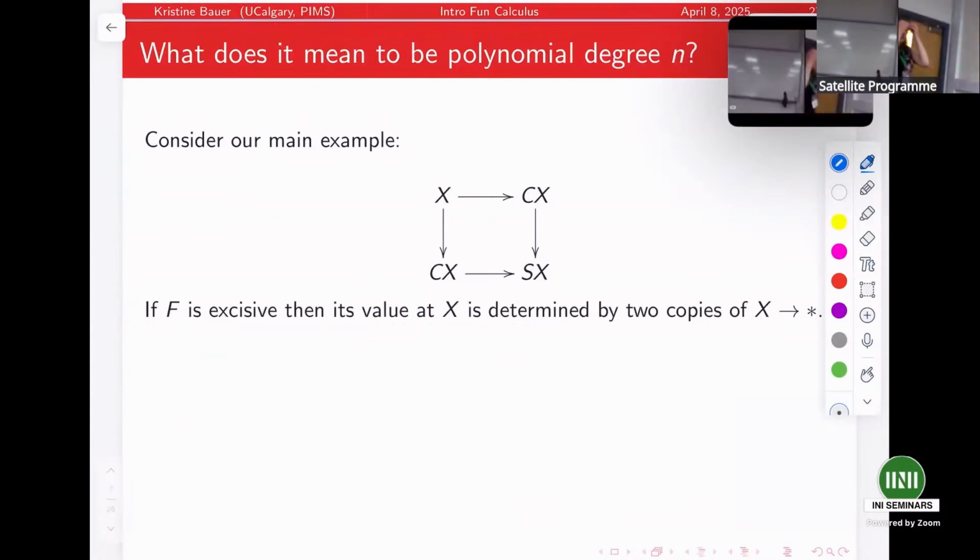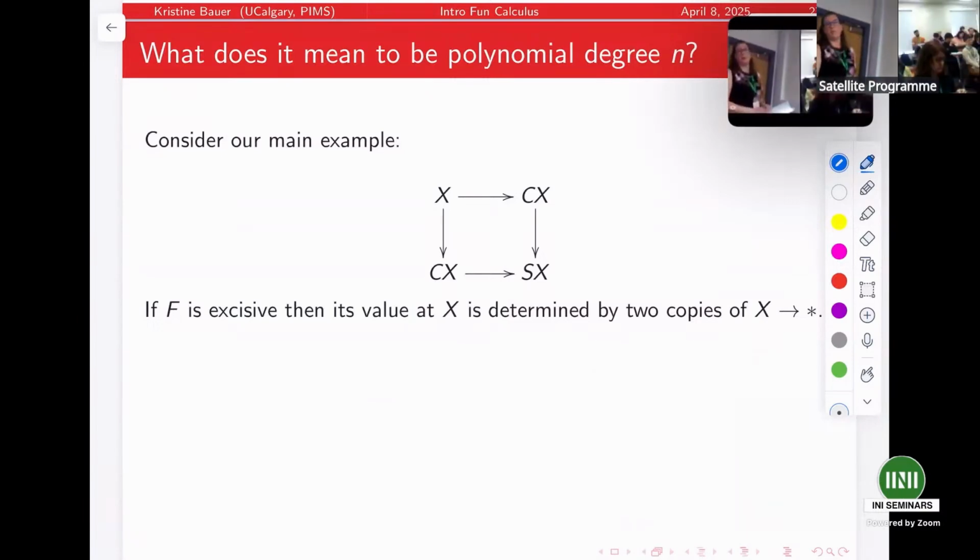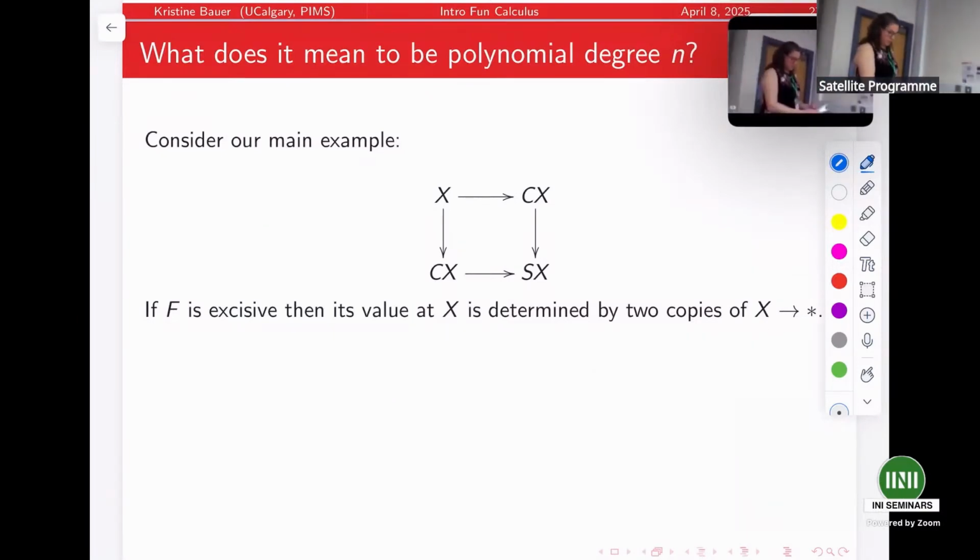All right. So let's think about what it means to be polynomial degree n. I've left space on this slide, but I don't remember what I'm supposed to tell you. So just give me a second. Okay. So this is our main example.